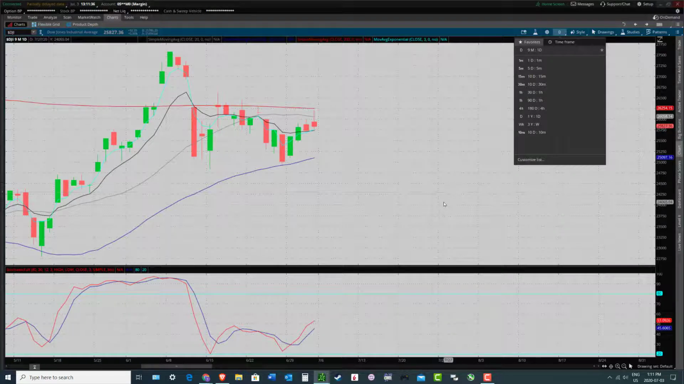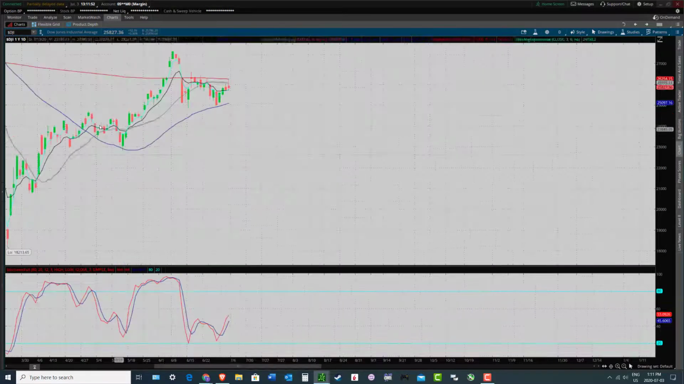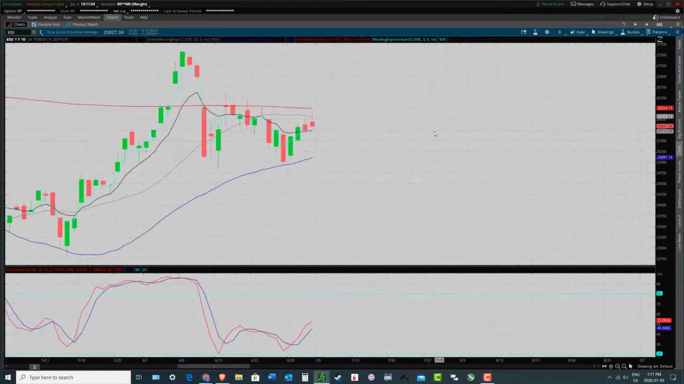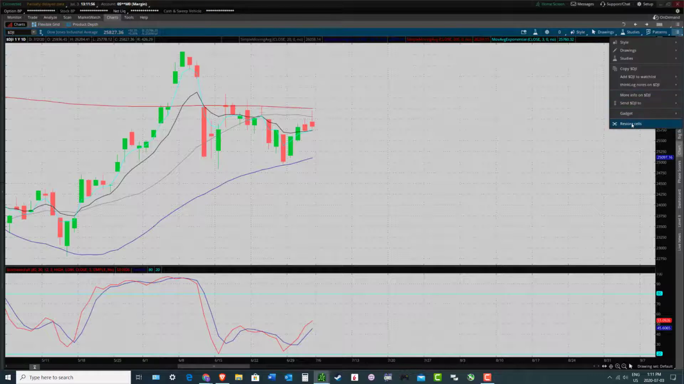There's the DIA ETF, the diamonds. That's an ETF you can play for shorting or buying put options. And there's certainly the Dow futures as well, although I don't typically play them. Just a thought. Okay, all right, that's fine. Let's go look at the NASDAQ.